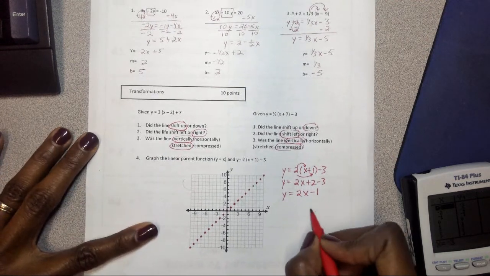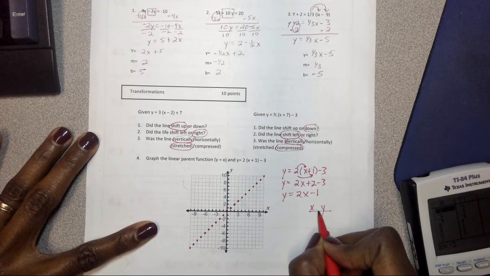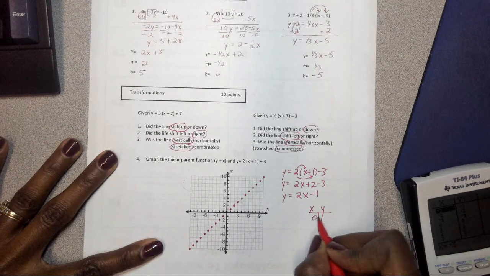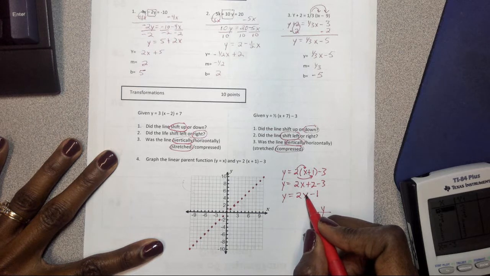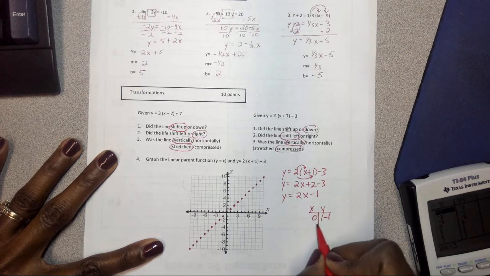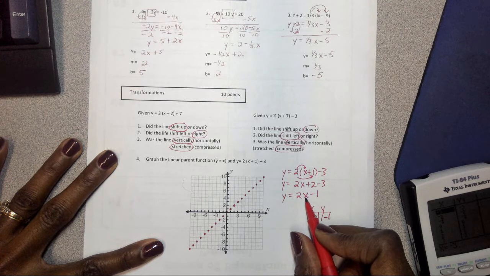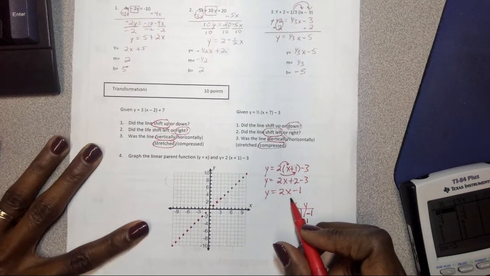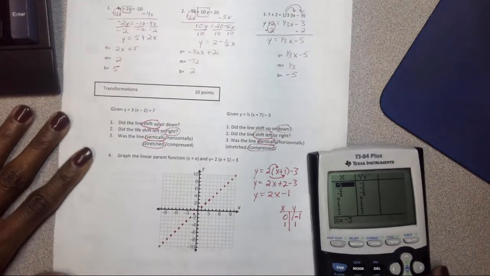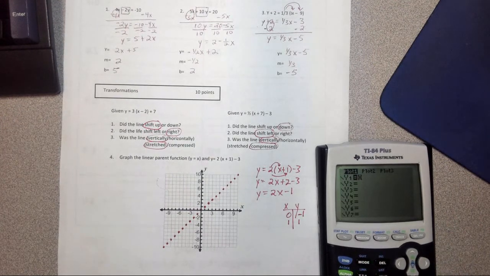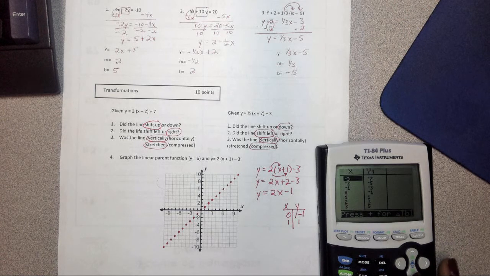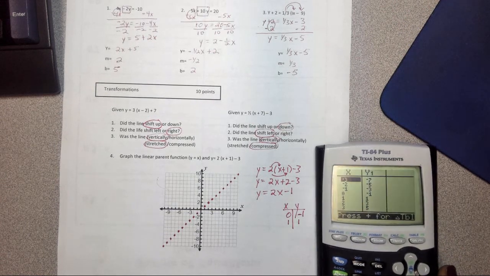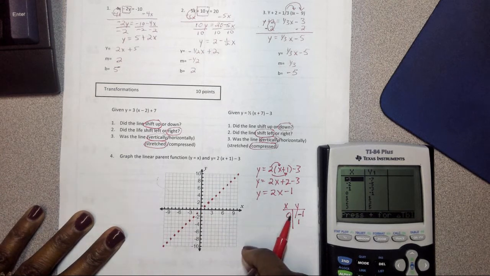So if I make a t-table, I put 0 in for x. 2 times 0 is 0, minus 1 is negative 1. 1 times 2 is 2, minus 1 is 1. Or I could just put this in my calculator and look at all the values, which is what I'm going to do now, because that will take less time. So I'm going to put in 2x minus 1. I'm going to go look at my table. There we have it. So I have 0, negative 1. That was the first number that I did here.